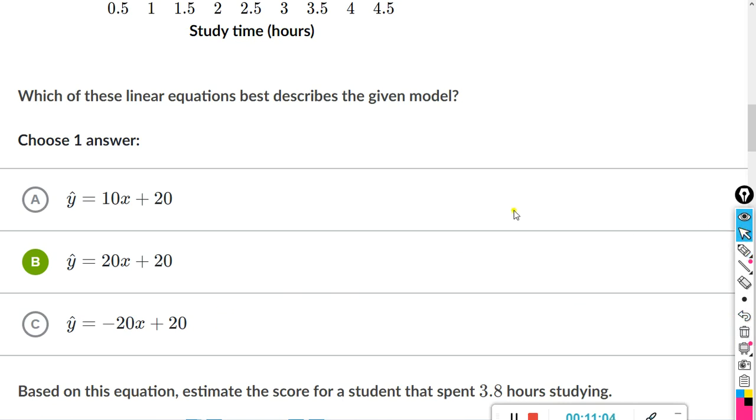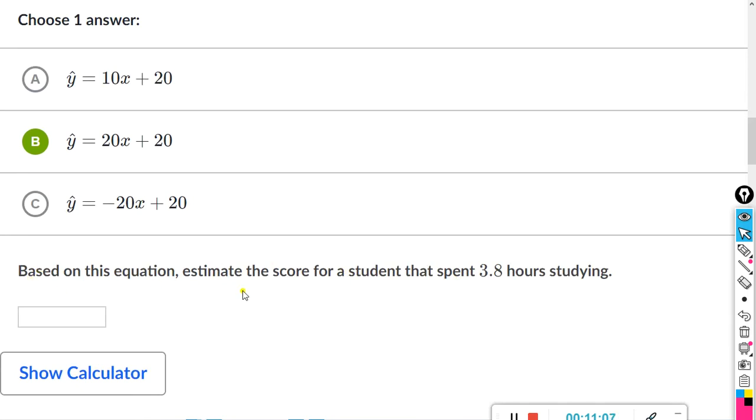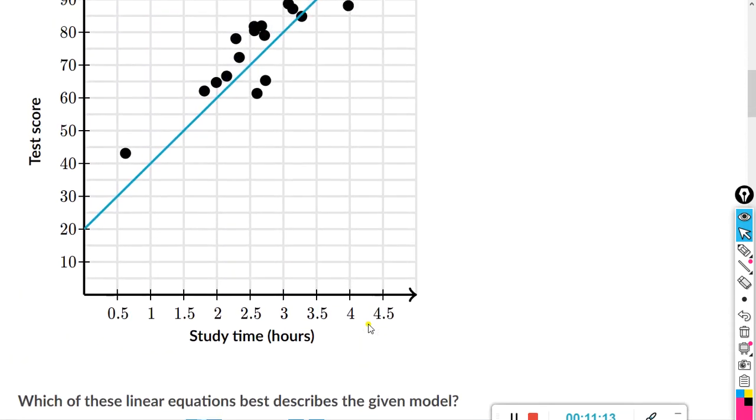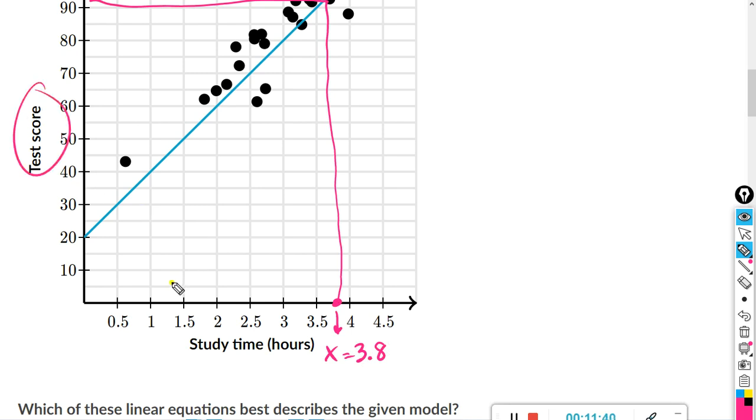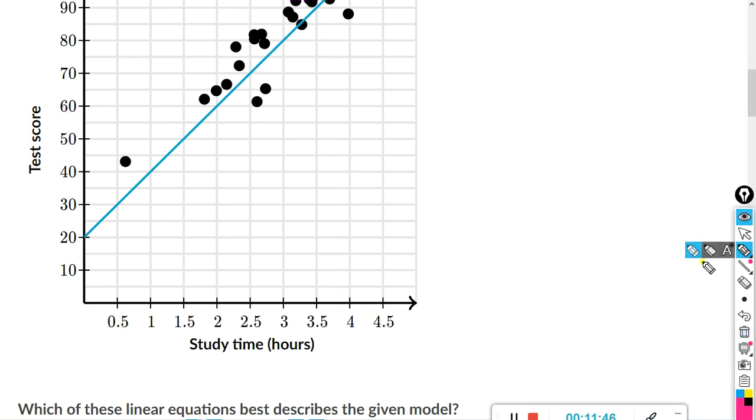Now for the second part, we have to plug in for x. Based on the equation, estimate the score for a student that spent 3.8 hours studying. So here's the study time. The 3.8 hours is about here. We go to the graph, and then we go to the y-axis. But that's just an estimate. We can't do it that way. We have to use the equation. So I am going to plug in 3.8 in place of x, and then see what the test score estimate would be for 3.8 hours of study time.